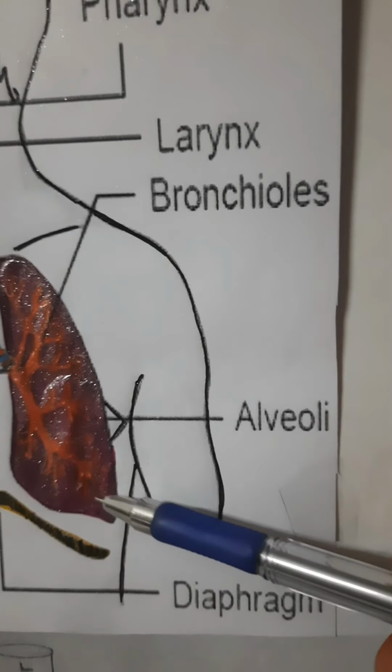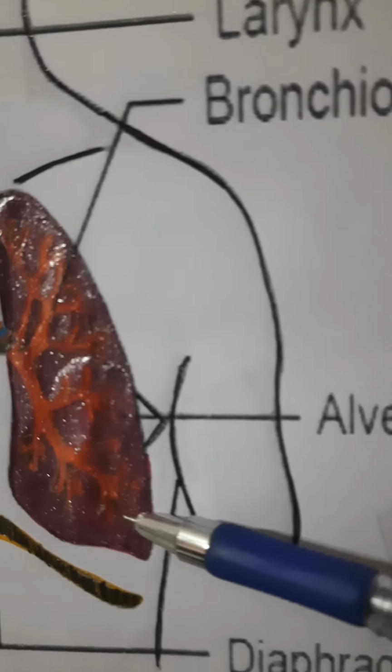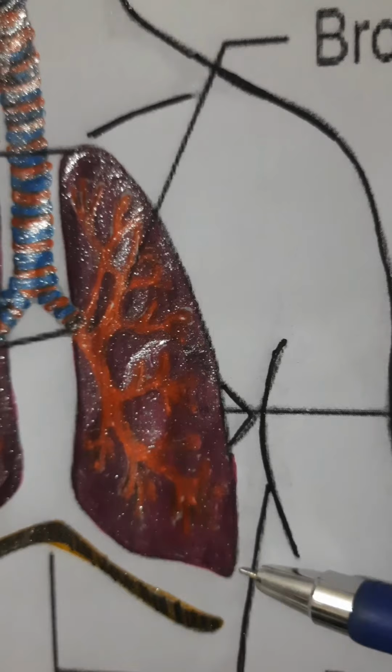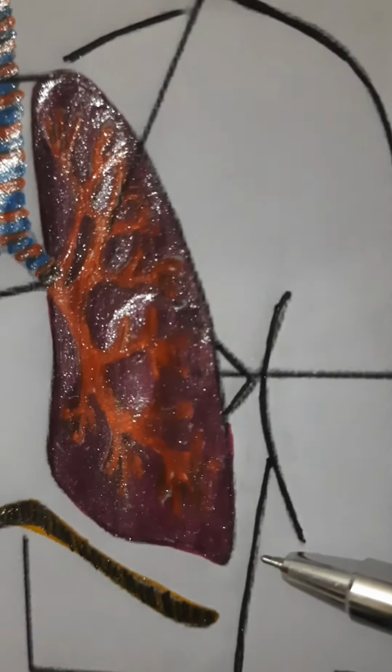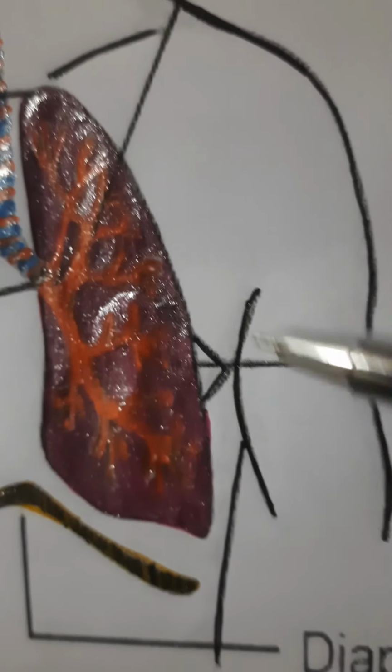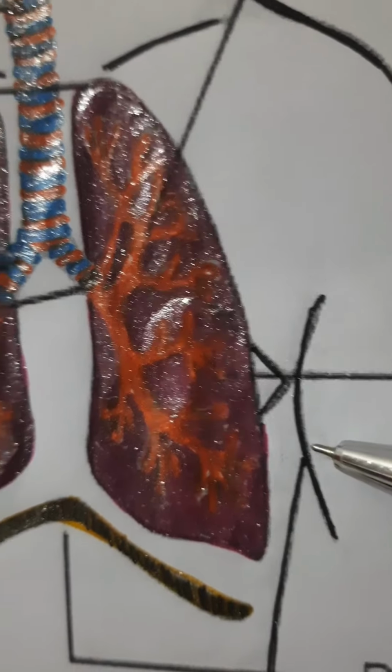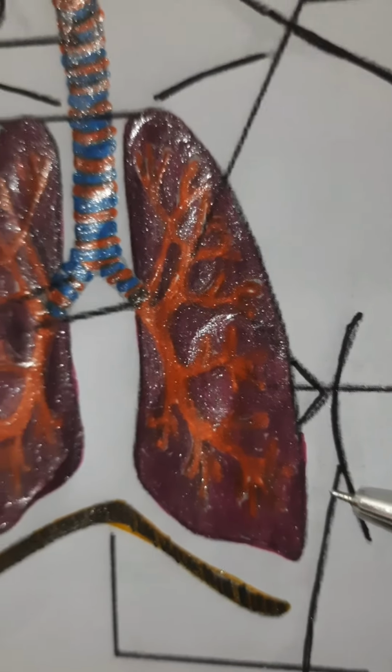Tiny air sacs. I think you can see the orange color sacs are there. Very small sacs are there. So these sacs are called alveoli. Each lung contains millions of alveoli. The walls of the alveoli are very thin and surrounded by very thin blood capillaries.